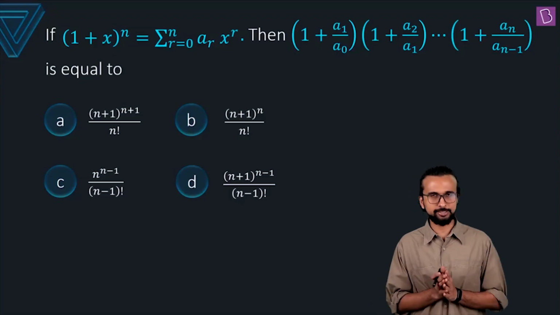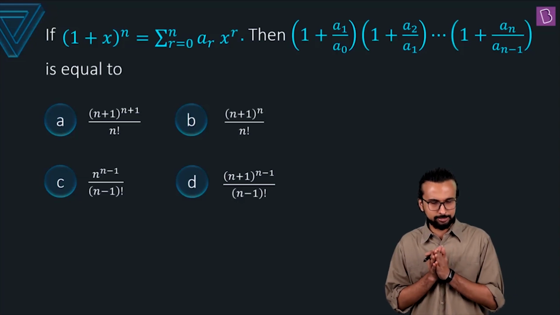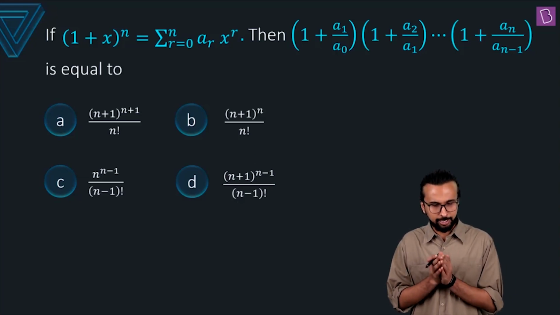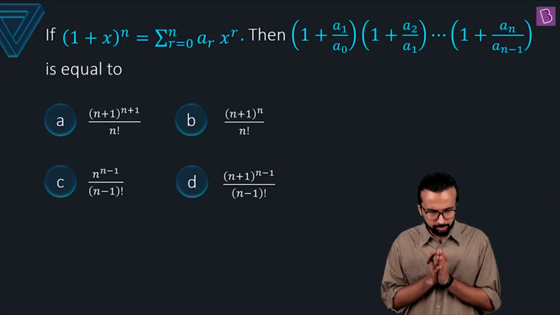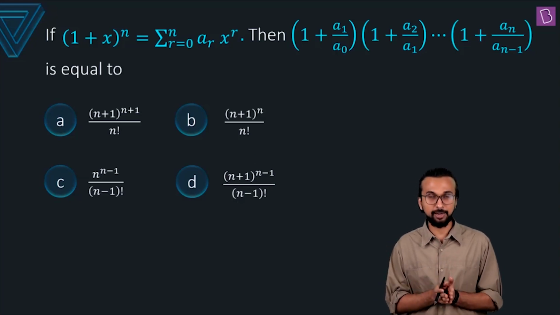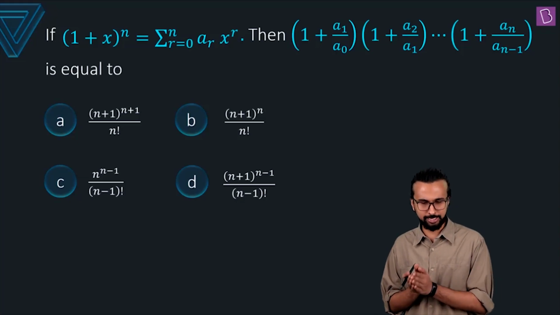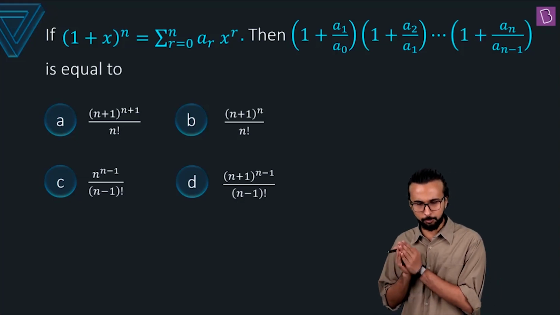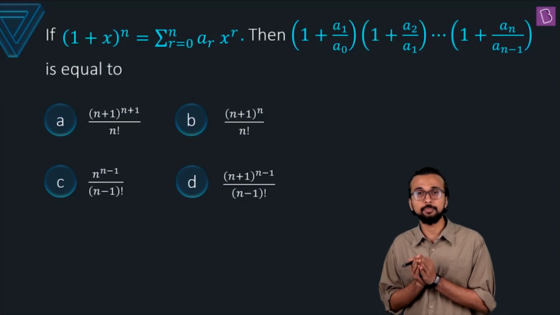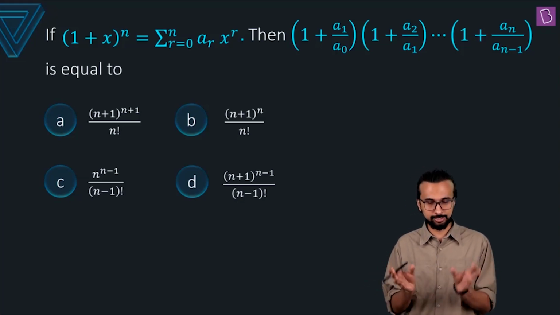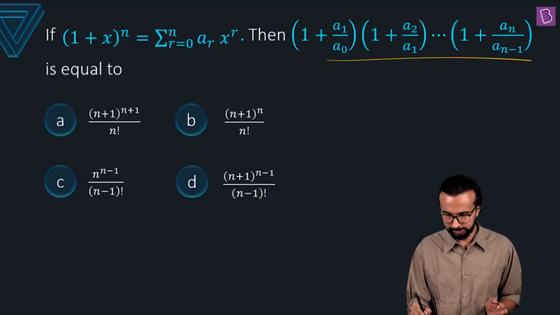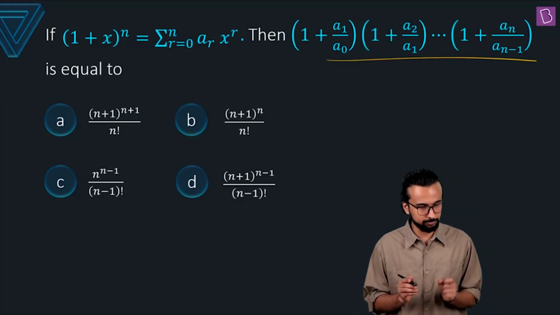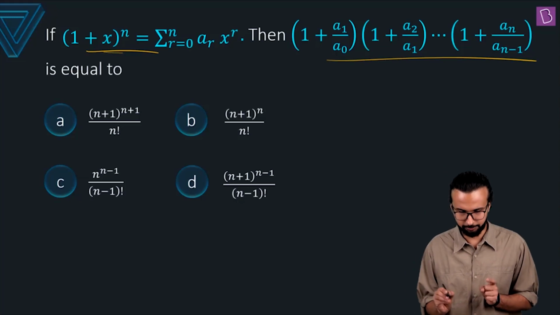Alright, this question is telling us that (1 + x)^n can be written as sigma x^r into a_r, where a_r is a coefficient. Now, we need to find (1 + a1/a0) into (1 + a2/a1) all the way up till (1 + an/an-1). So these are a product of terms. What you see here is nothing but a product of some terms. And here is the interesting part.